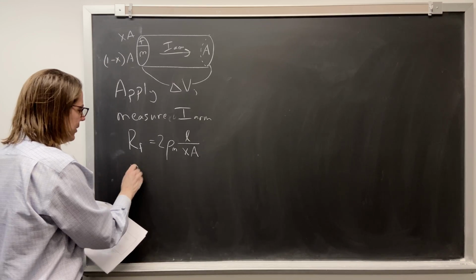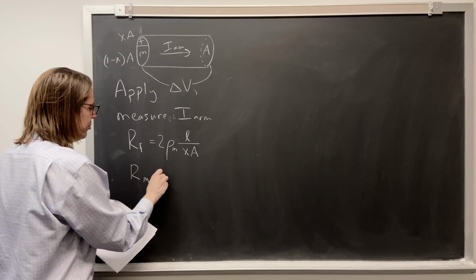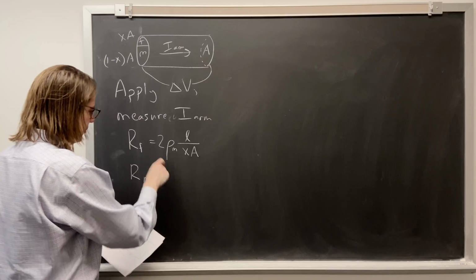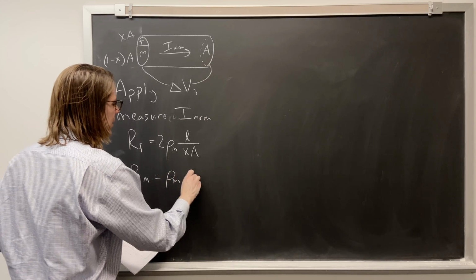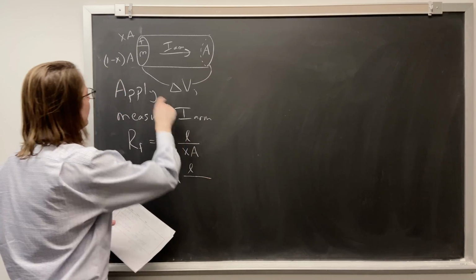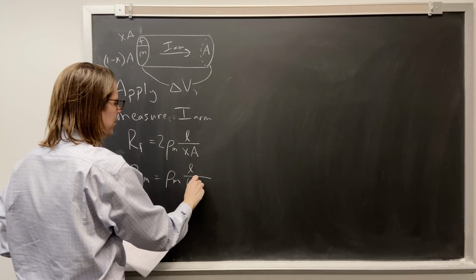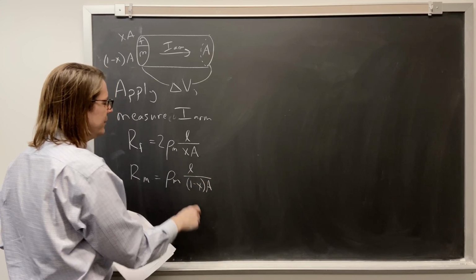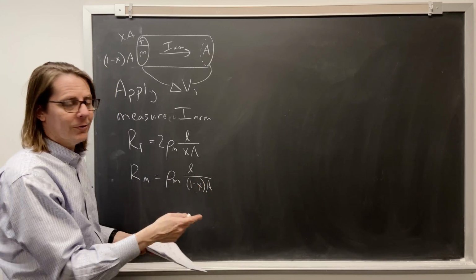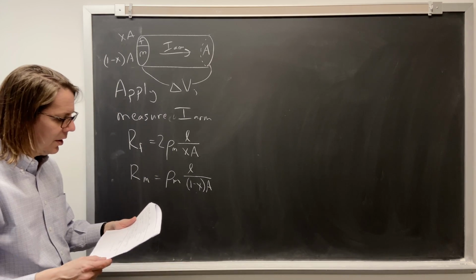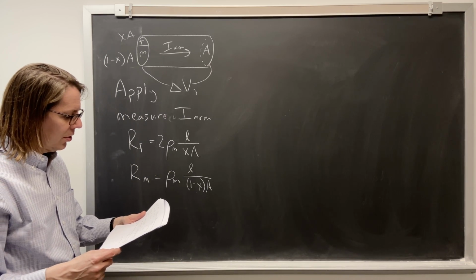Okay. And then the resistance of the muscle part of the arm is just rho of muscle times that same length over, and now the fraction is 1 minus X. Okay. If this is 0.1, this is 0.9. Right? 10%, 90%. All right, so we have our R's.